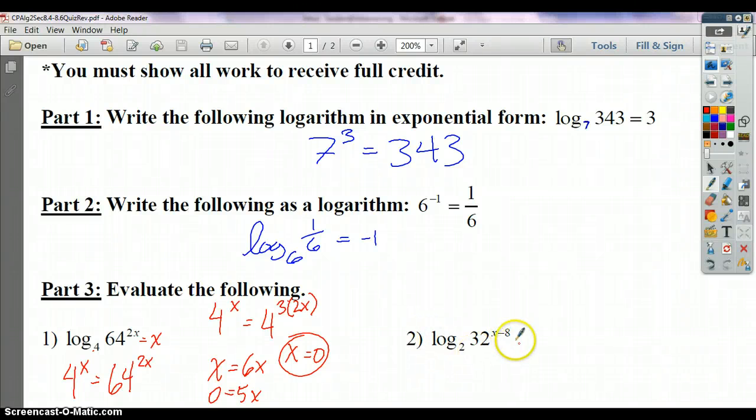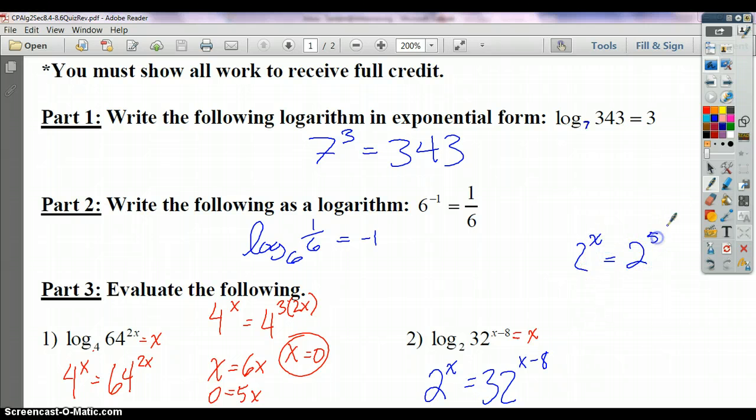Going with number 2. Again, I'm going to set this equal to x. Let me switch colors up. We're going to have 2 to the x equals 32 to the x minus 8. I can rewrite 32 as 2 to the 5th. So this is 2 to the x equals 2 to the 5th to the x minus 8. Remember, power to power multiply. So really we're looking at x equals 5x minus 40. So 4x equals 40. You've probably seen this problem before because x is positive 10.